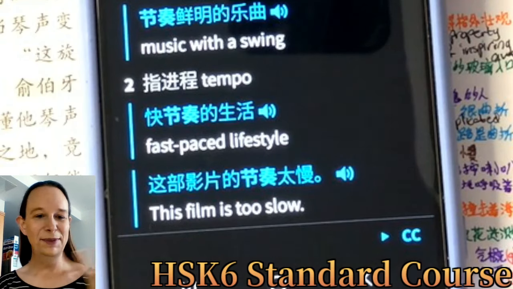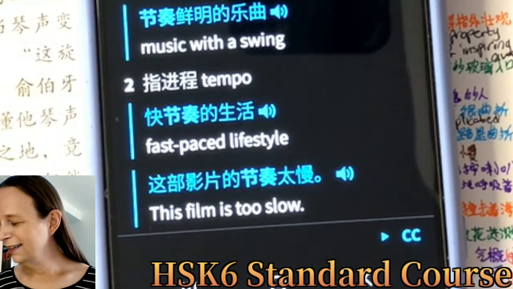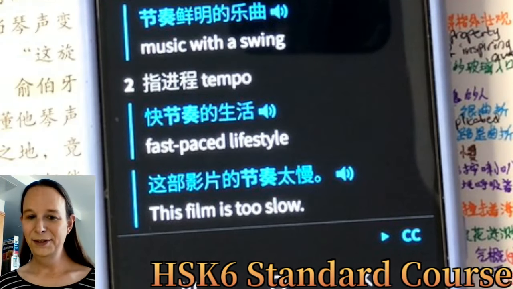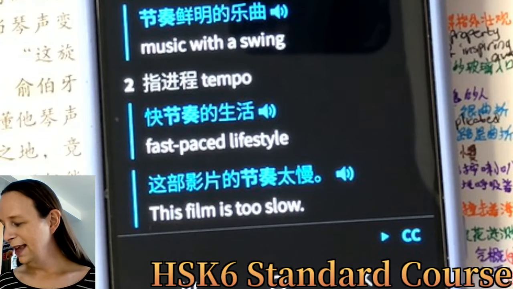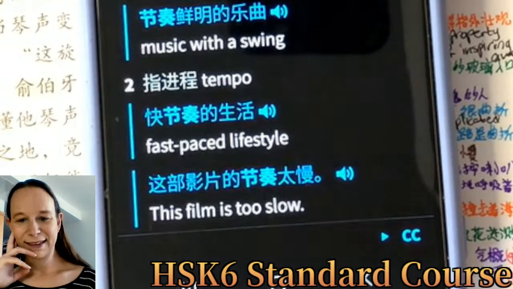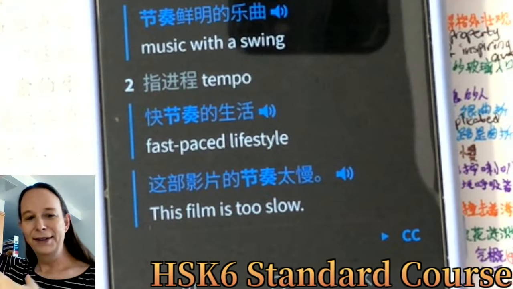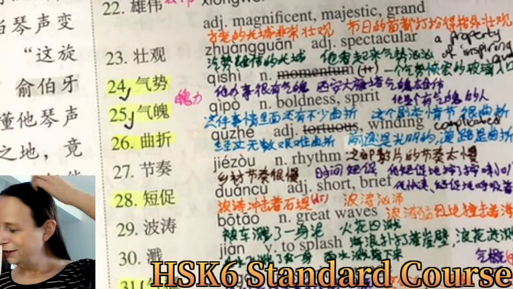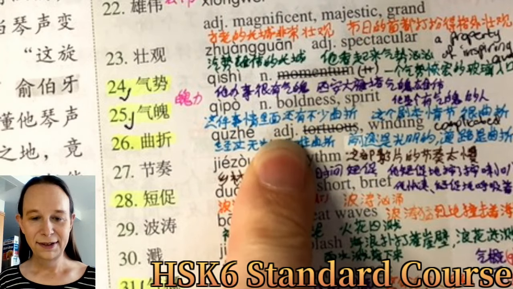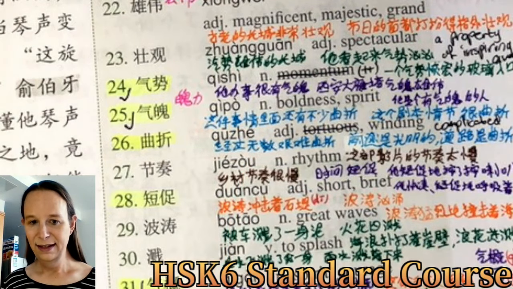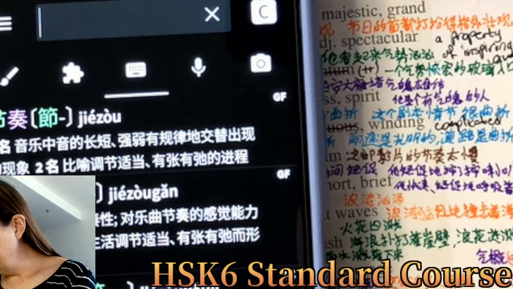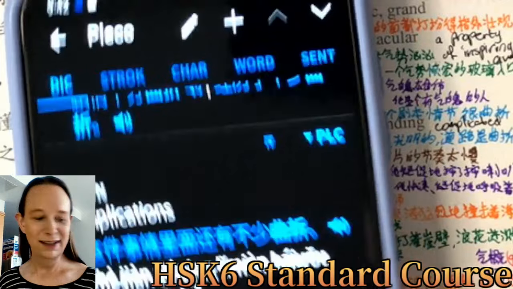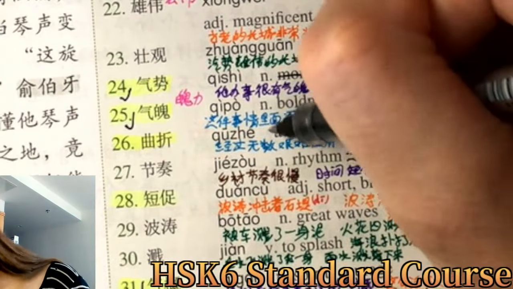You end up doing all these things that seem so important at the time. It's like, why do I even care? 这部电影的节奏太慢. Okay, so the plot of the film is too slow. Some films are like that, they're really slow going. And other films, every single minute there's some new plot twist. Lots of 曲折, filled with 曲折. It says adjective. Why does it say adjective? 曲折 is also a noun, right? Can we go back? Noun, complications. Yeah, 不少曲折. So let's add noun here.